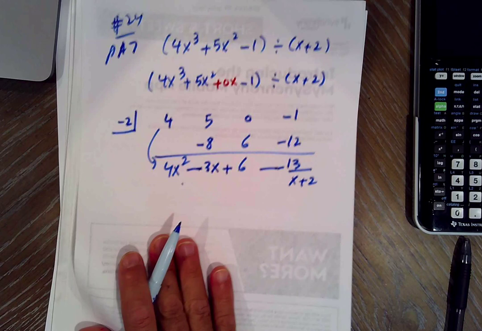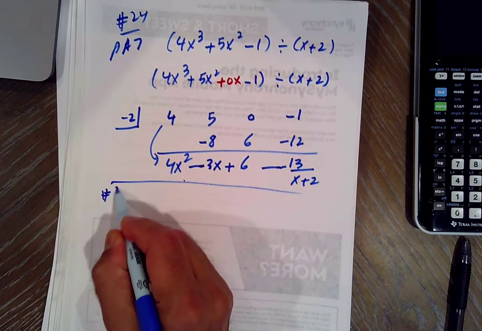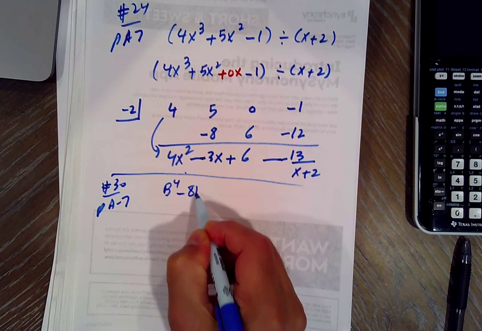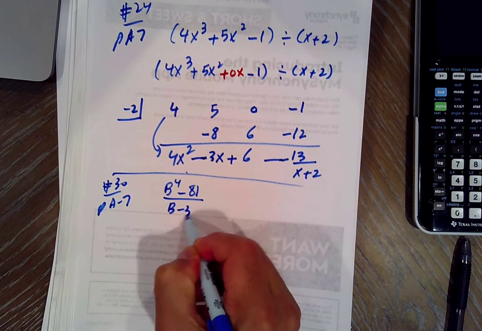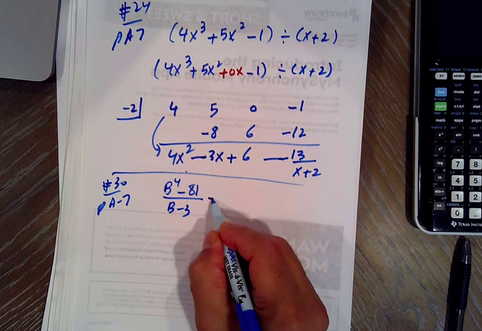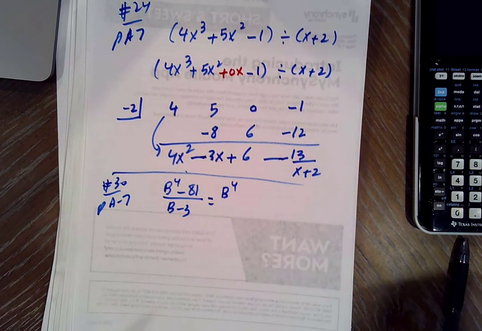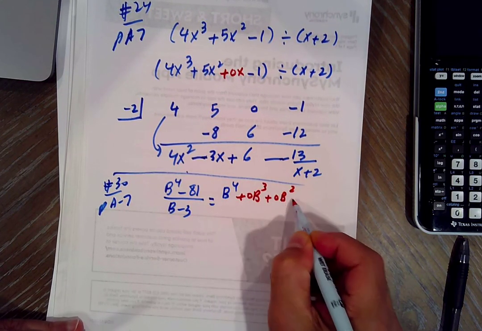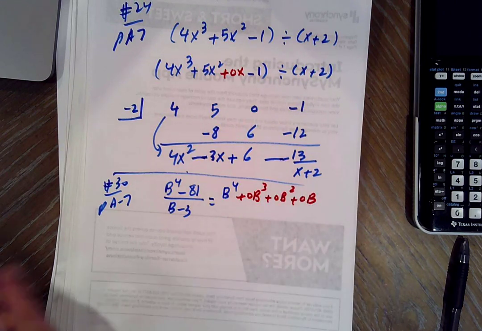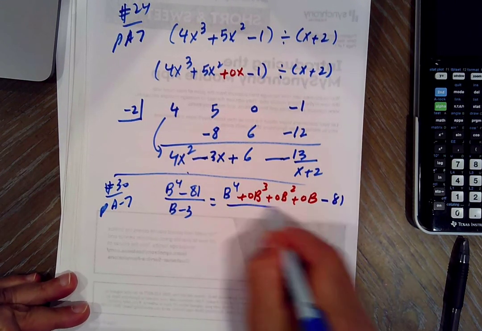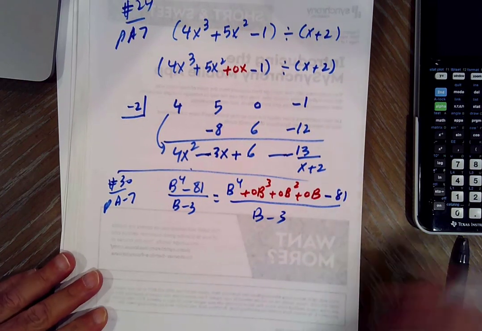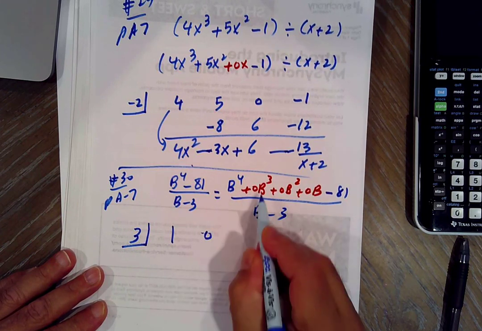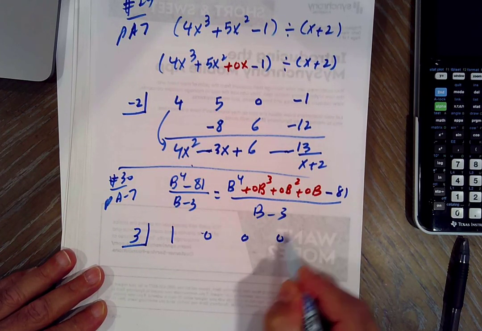All right, number 30, page A7, b to the 4 minus 81 divided by b minus 3. Well, we're missing quite a few exponents. b to the 4, so we're missing b cubed, b squared, and b. All zeros, okay? Minus 81 over b minus 3. So b minus 3 equals 0 and b equals 3. 1 for b to the 4, 0 for b cubed, 0 for b squared, 0 for b, and then the constant.